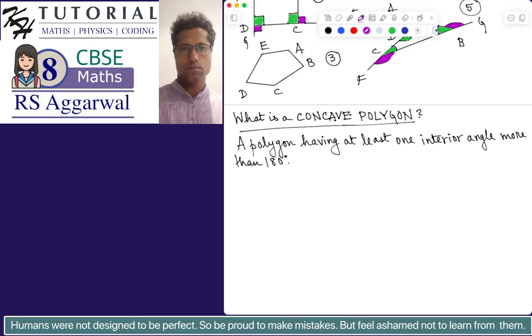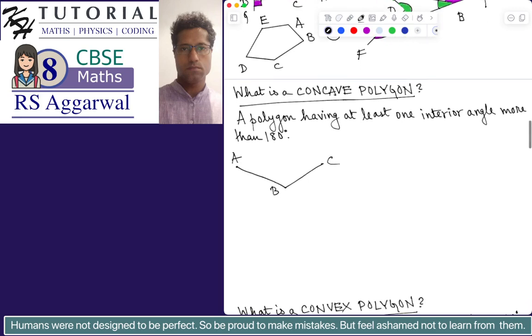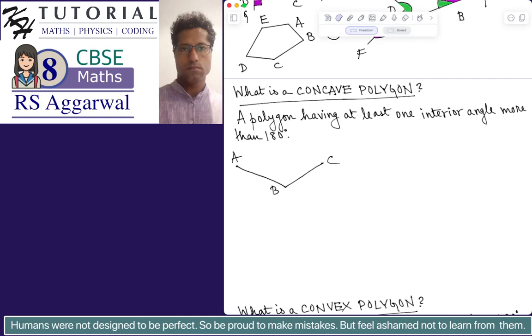Let's try to draw another concave polygon. Definitely at least one interior angle is more than 180 degrees. So let's say we are drawing two adjacent sides of the polygon so that they make an angle of more than 180 degrees. Let's say this is A, B and C. These are two adjacent sides of a polygon. We have not yet completed the polygon. Now let's complete it. So definitely, as you can see, this angle is more than 180 degrees.